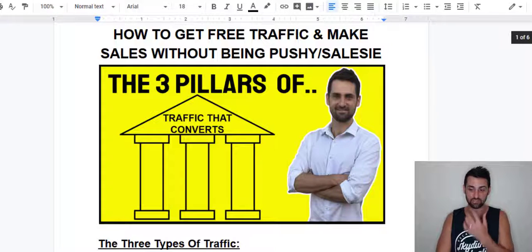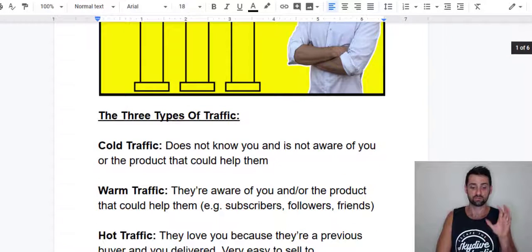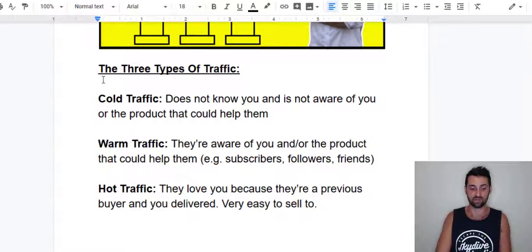So the first thing that you really need to understand is the different types of traffic. There are essentially 3 different types of traffic. You can see there on your screen. So you've got cold traffic. This is traffic that does not know you yet. They're not aware of you, they're potentially not aware of the product that you're promoting. They're completely just out there looking for content online, but they've not come across you yet.